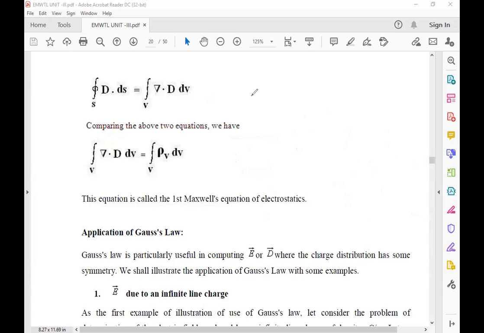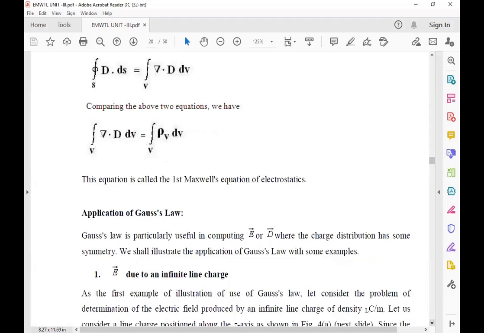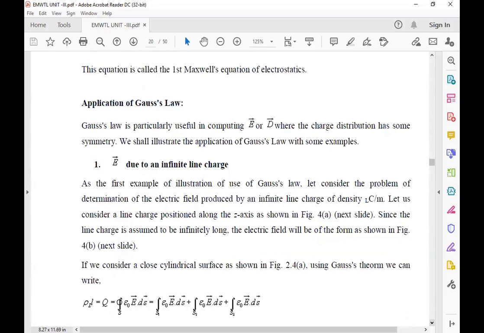Application of Gauss law. Gauss law is particularly useful for comparing the E bar and the D bar where the charge distribution has some symmetry. We shall illustrate the application of Gauss law with some examples here. One of the applications, E bar due to the infinite line charge, is very important. It is the first application of the Gauss law.